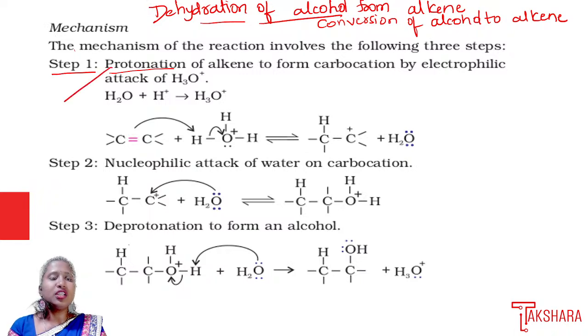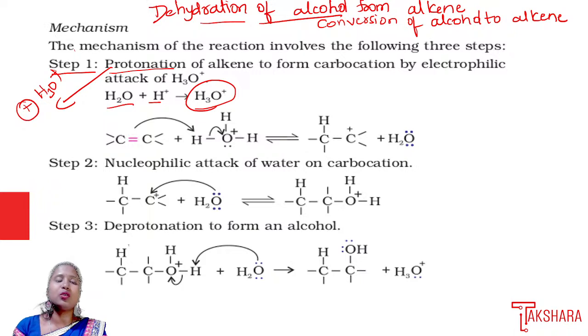So protonation is nothing but addition of H3O plus to what, alkene. So we have to do protonation of the alkene, that we are adding H3O plus to the alkene. And here how H3O plus is formed, first let us know. For water, if we add H plus ion, it becomes H3O plus. So addition of H3O plus is called protonation.